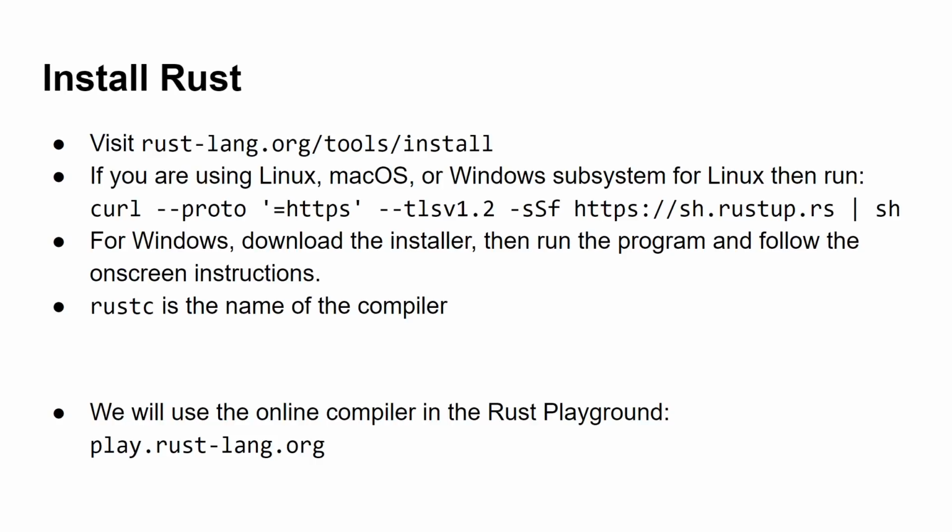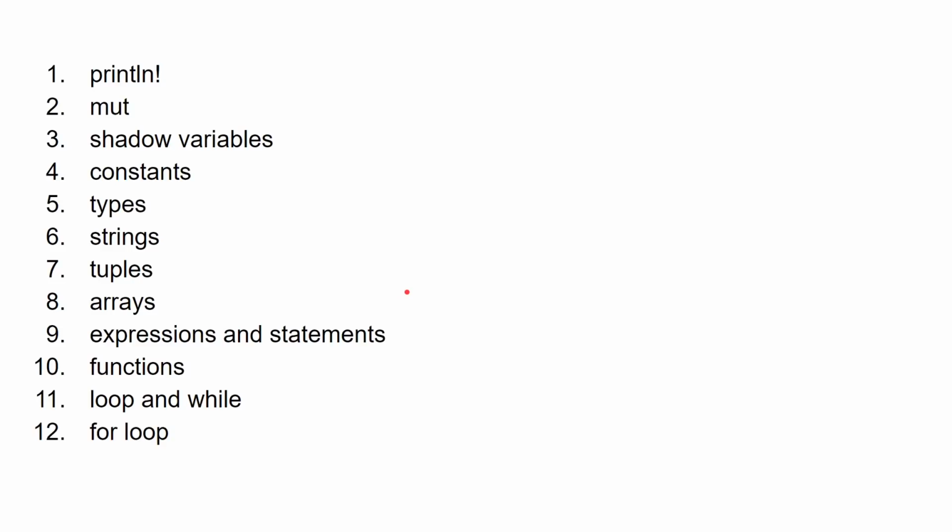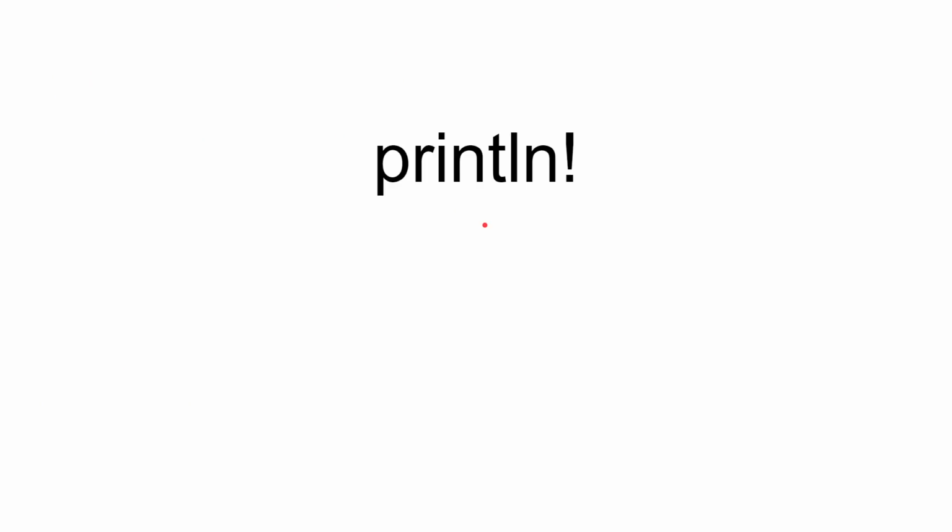So I said we'll be looking at 12 things. These are the 12 things: how you print things out, mut, we'll talk about that, what it means in a minute, shadow variables, constants, types, strings, tuples, arrays, expressions and statements, functions, loop and while, and the for loops. If you can understand all of those, you'll have a pretty good understanding of the very basics of the Rust programming language. So let's start with println.